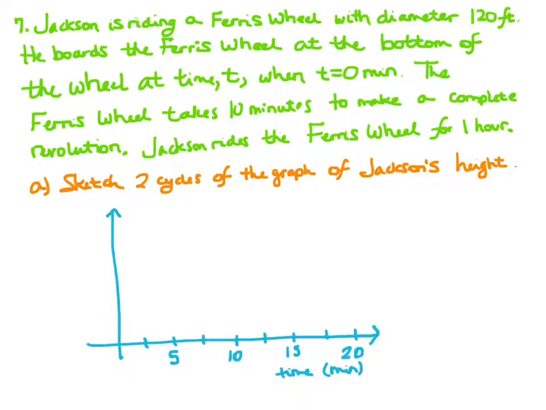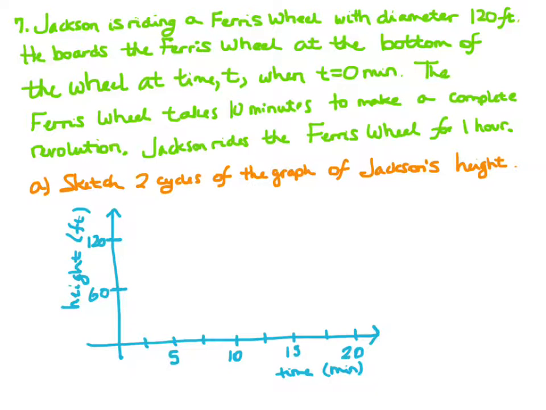Now on the other side, we're sketching the height, how high Jackson is. So this is our height in feet. And the diameter of the Ferris wheel is 120. So we're going to go up to 120, and then I'm going to also mark off a 60 for the halfway point. All right, so let's sketch our graph.